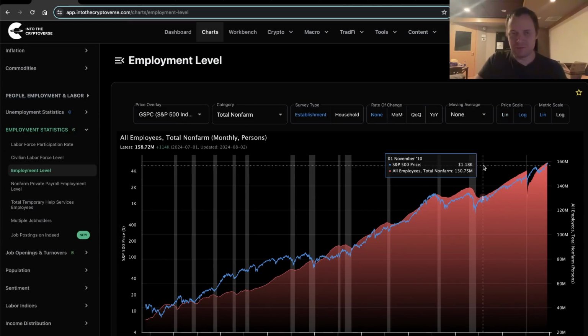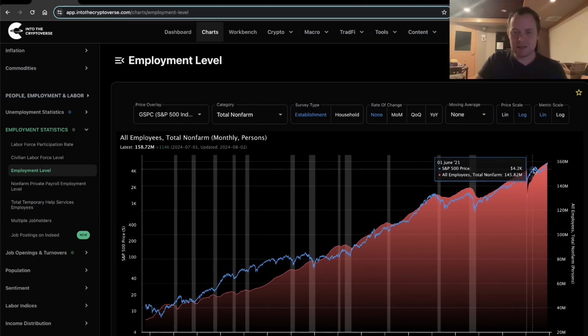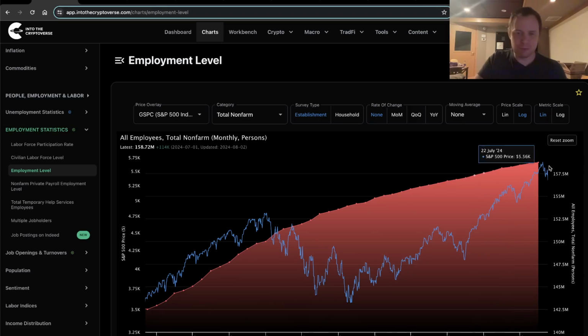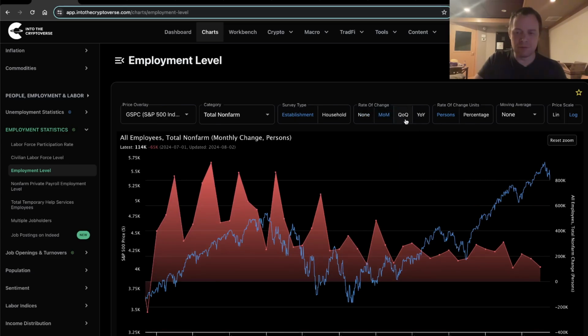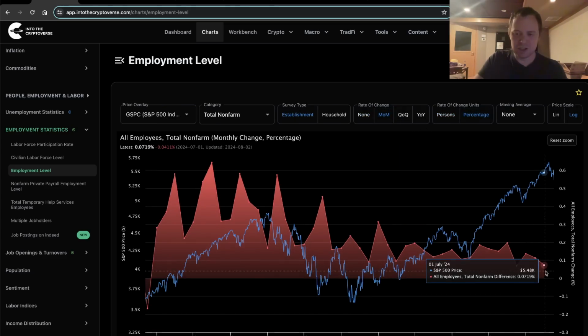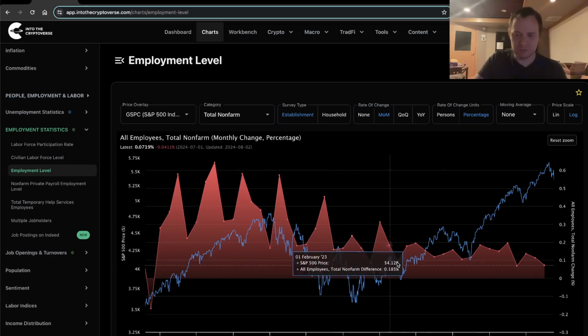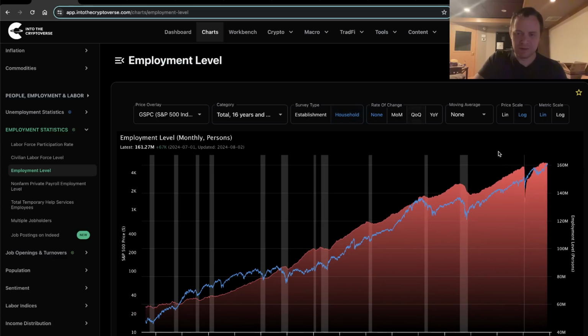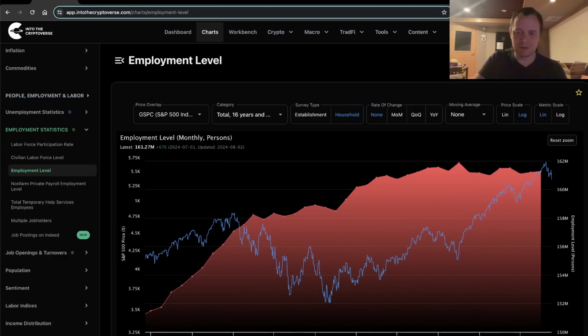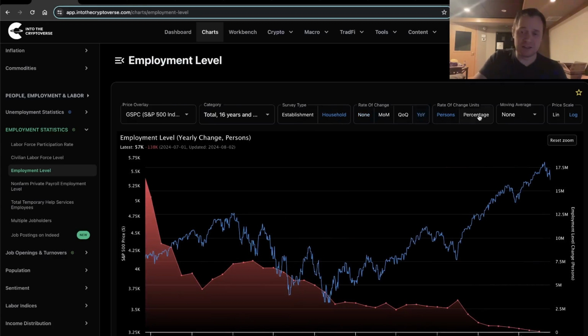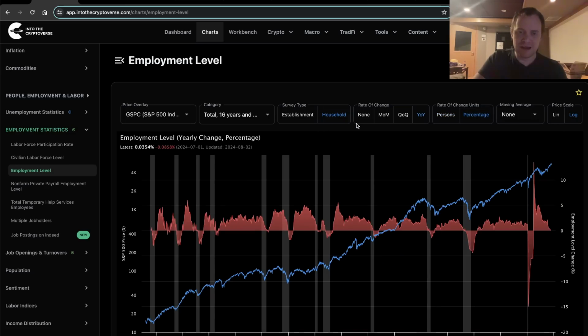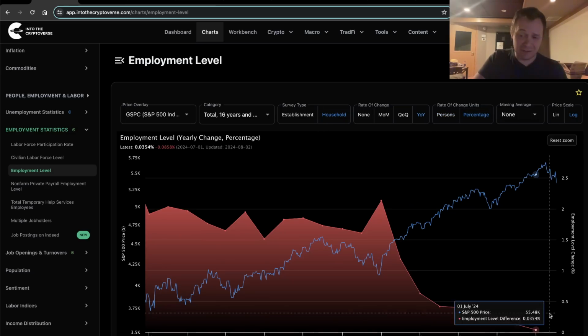This is two different surveys, where the establishment survey still looks pretty strong. Although if you look at a month over month percentage change, it is starting to slow down here. You can see it's really starting to slow down. But if you look at the household survey, that's where it tells almost a completely different story. In fact, if you look at the year over year percentage change of the household survey, it's almost negative. It's actually at 0.035%.